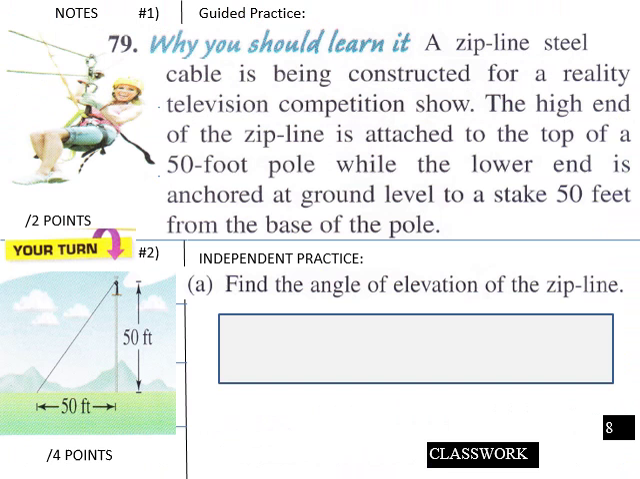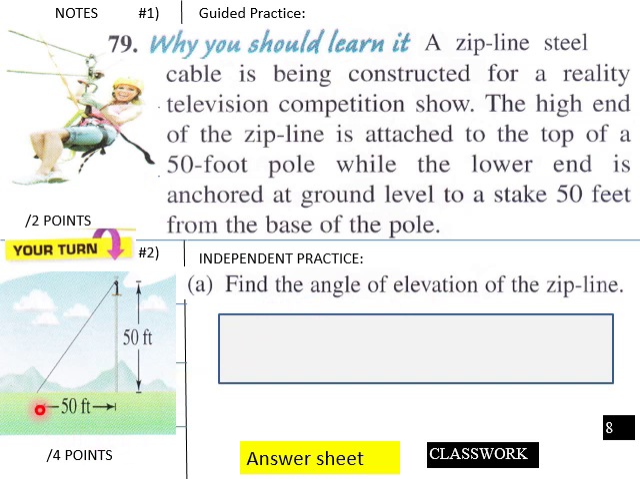So a zip line. Let's go into a guided practice now, knowing that we're all qualified to solve something like this. A zip line steel cable is being constructed for a reality television competition show. The high end of the zip line is attached to the top of a 50-foot pole, while the lower end is anchored at the ground level to a stake 50 feet from the base of the pole. So we're 50 feet away on the ground level from a 50-foot pole. So find the angle of elevation of the zip line.